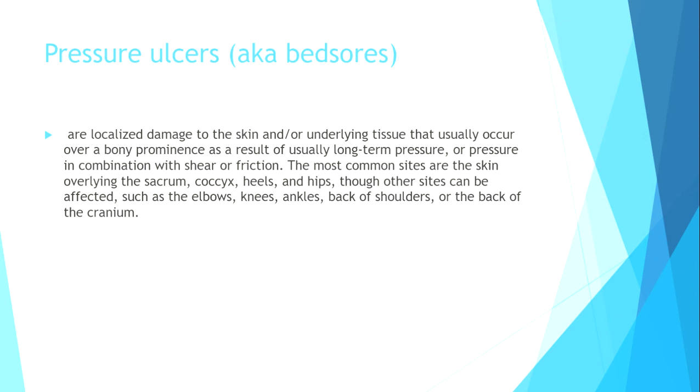Pressure ulcers, otherwise known as bedsores, are localized damage to the skin and or underlying tissue that usually occurs over a bony prominence as a result of usually long-term pressure, or pressure in combination with shear or friction. The most common sites are the skin overlying the sacrum, coccyx, heels and hips, though other sites can be affected, such as the elbows, knees, ankles, back and shoulders, or the back of the cranium.